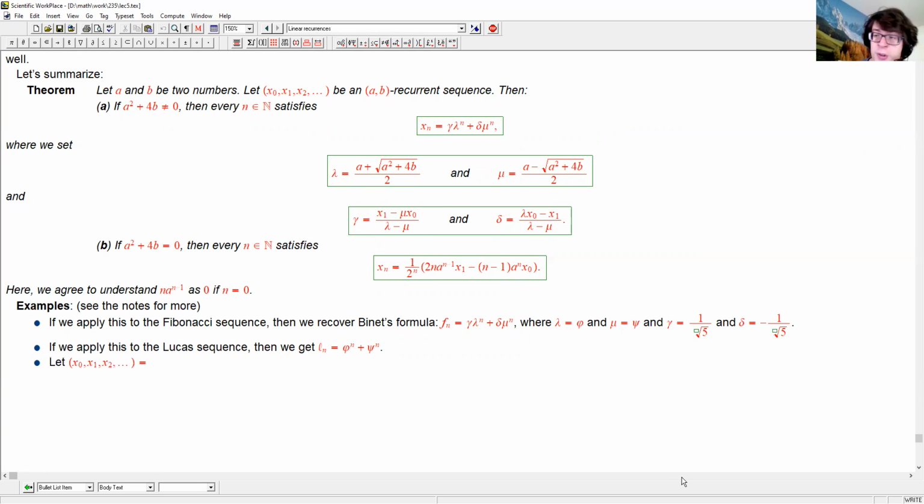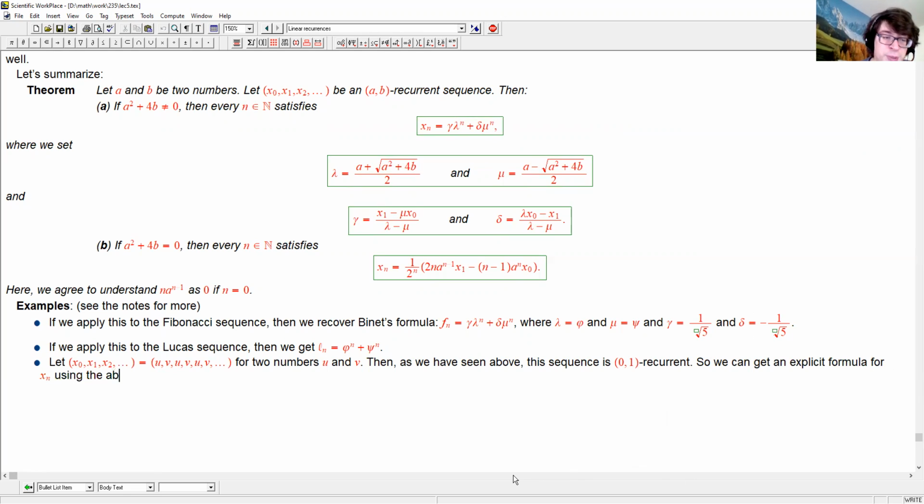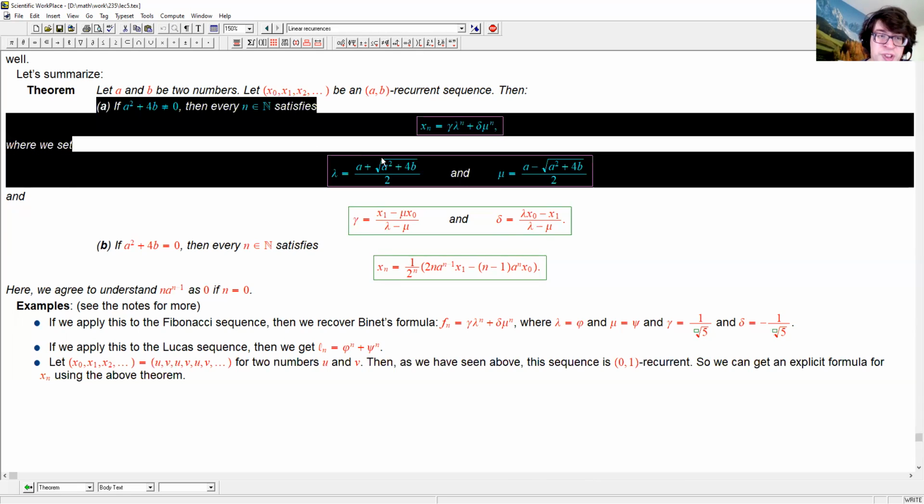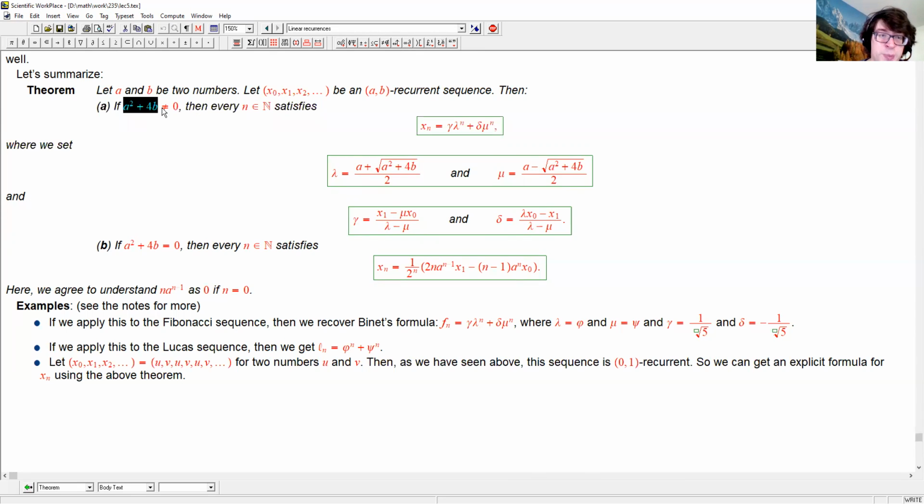Previously, we said that two periodic sequences are recurrent. So if you have a sequence that's two periodic, so u v, u v, u v, and so on for two numbers u and v, then, as we have seen above, the sequence is 0, 1 recurrent. So we can get an explicit formula for xn using the above theorem. You will see easily that part A applies because a squared plus 4b in this case is non-zero. It would be 0 squared plus 4 times 1, which is 4.